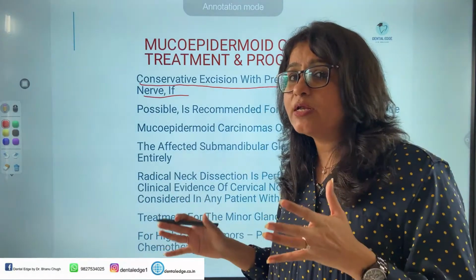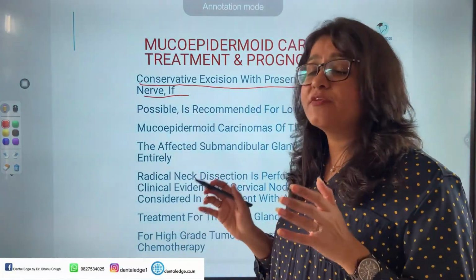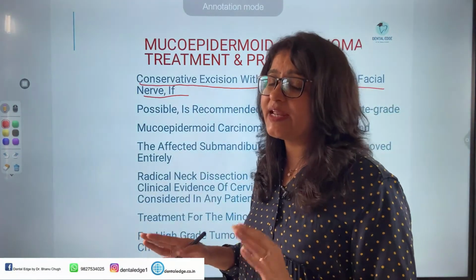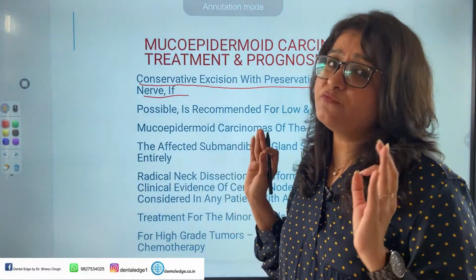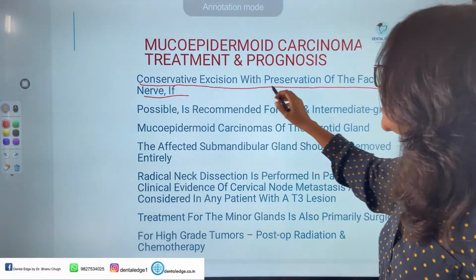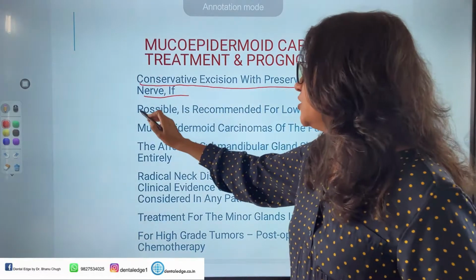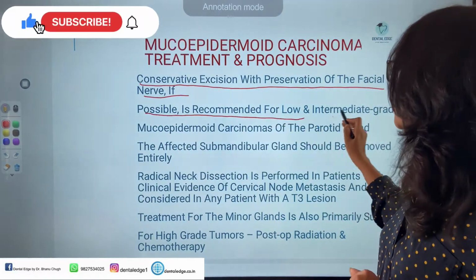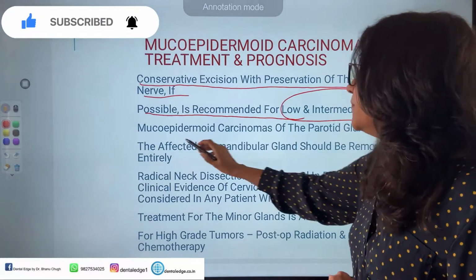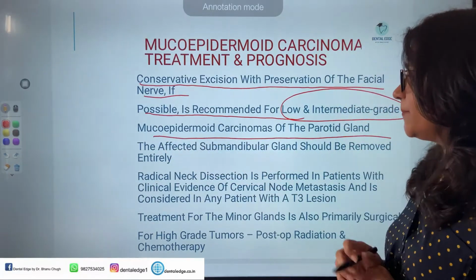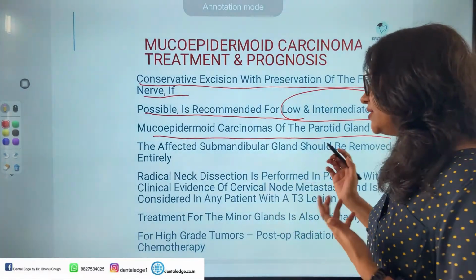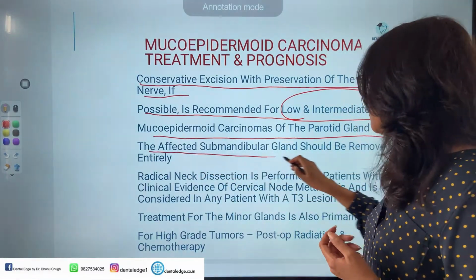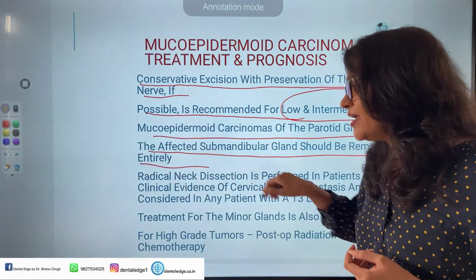So if there is a tumor in the parotid gland and if it is of low and intermediate grade, then we will go for surgical excision and we will try our best to preserve the facial nerve. So conservative excision with preservation of the facial nerve if possible is recommended for low and intermediate grade mucoepidermoid carcinoma of the parotid gland. In case it is involving the submandibular gland, it is completely removed. The affected submandibular gland should be removed entirely, right?